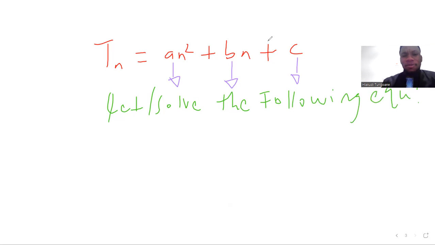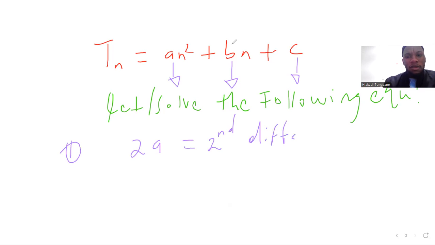Following equations, right? So the first equation is 2a equals to the second difference. Remember that second difference in your sequence, where we take the first difference, and once you get the first difference, it forms a new sequence. And then for that new sequence, we take a difference, and that second difference value we're going to equate to 2a, right? 2a is going to be equated like that, which forms equation 1.